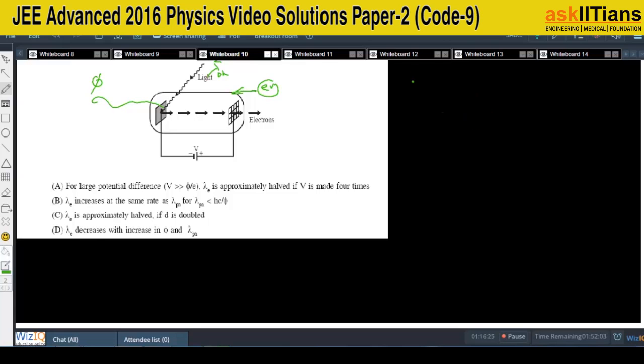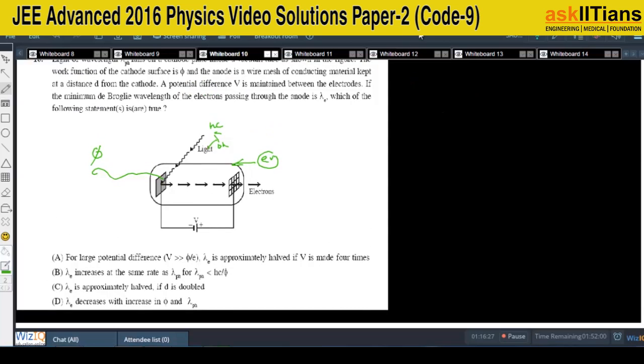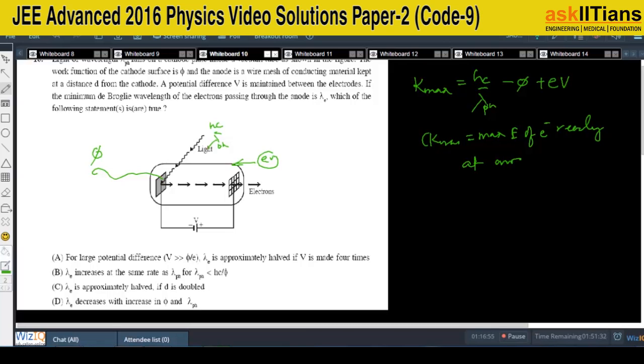So from the photoelectric effect equation we know that the kinetic energy K max is equal to hc by lambda, this is the energy of the incident photon, minus work function, plus stopping potential. So we know that K max is the maximum energy of the electron reaching the anode. So we got this.